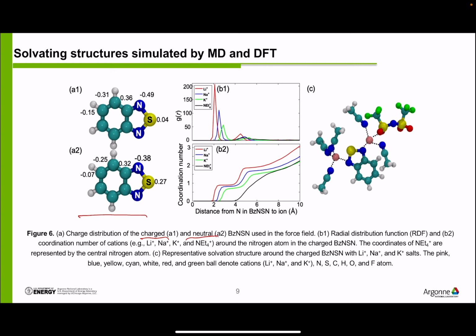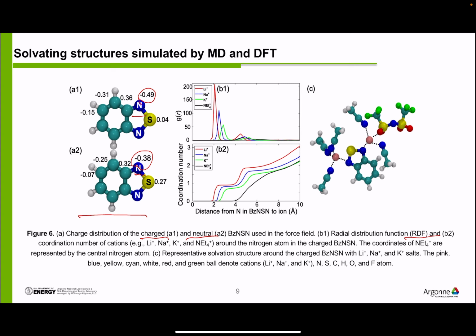You can see that in both states, the most negative charge is actually on the nitrogen. So this is most likely the site where the cation will form coordinations. Based on that, we calculated the distance between the nitrogen and the cations. And from this RDF figure, you can see as we go from lithium to sodium and potassium, the distance to the cations is getting longer and longer.